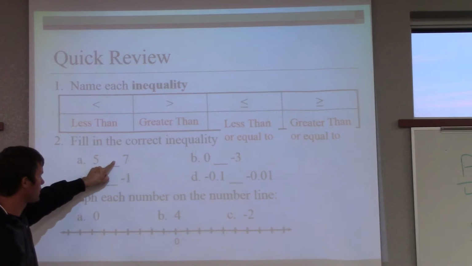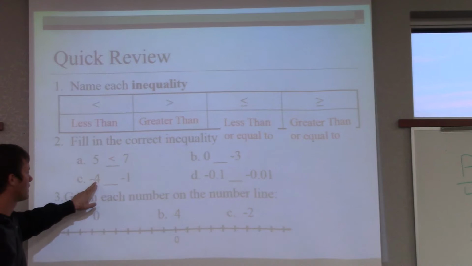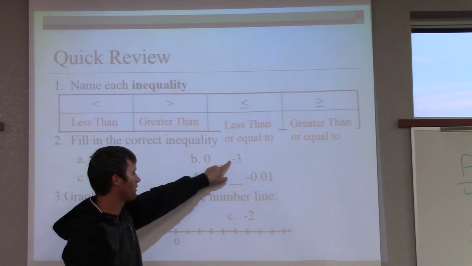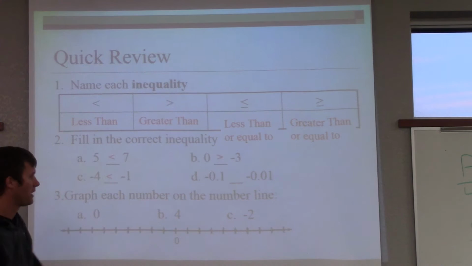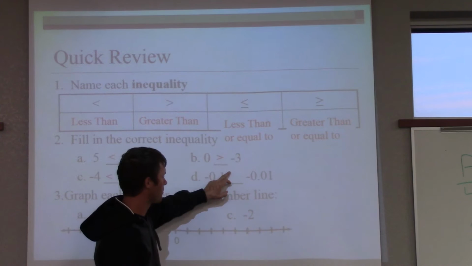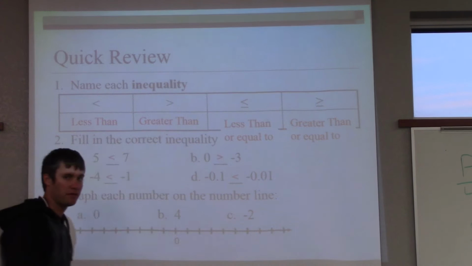Negative 4, negative 1. Negative 4 is less than, so again we go less than, oops, I should go here, 0, negative 3. 0 is larger than negative 3, so we'd have it open to it. Okay, negative 4 would be less than. And then negative 0.1 and negative 0.01. So this number would be less than negative 0.01.